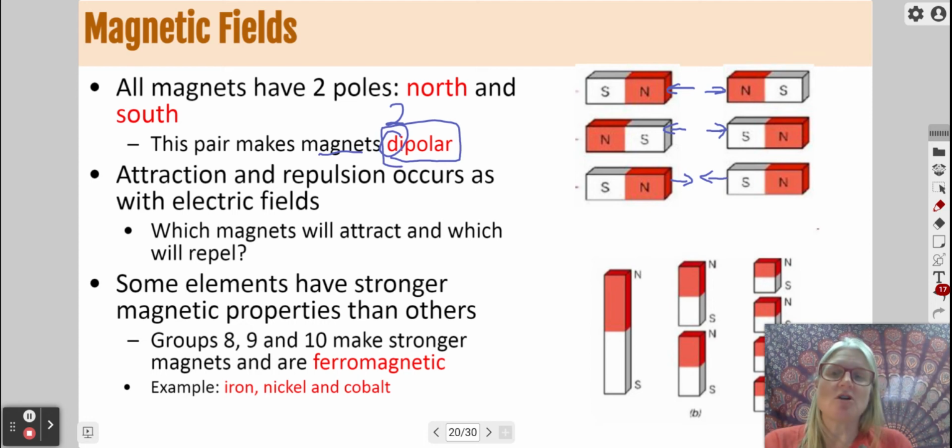Now, some elements have stronger magnetic properties than others. Like the group 8, 9, 10 on your periodic table make really strong magnets and are called ferromagnetic. These examples include iron, nickel, and cobalt.